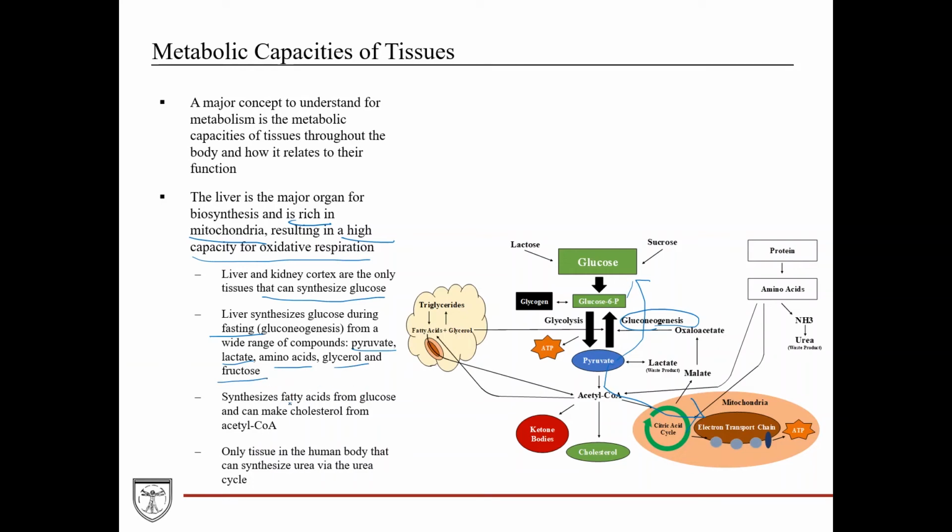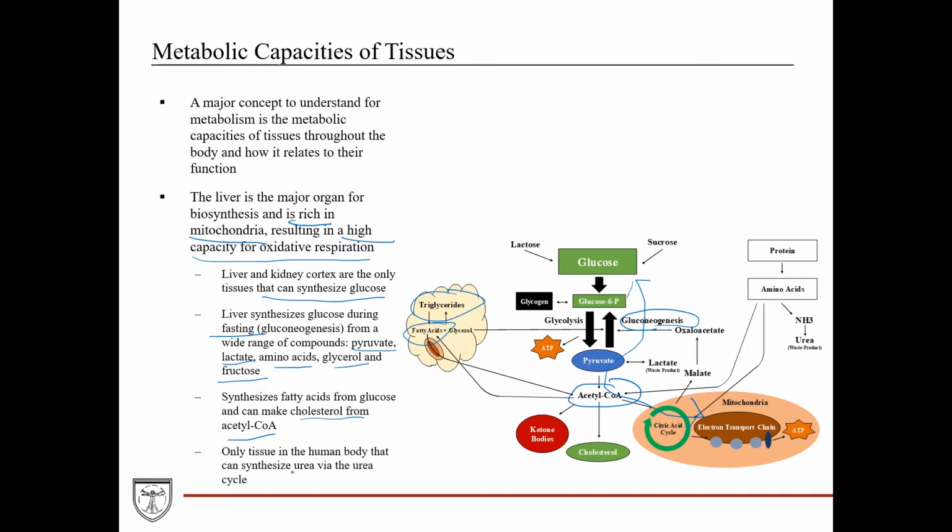The liver can also synthesize fatty acids from glucose and make cholesterol from acetyl-CoA. And you can see that here, where you have acetyl-CoA, and this is where you've maxed out the glycogen stores, you have enough energy produced through aerobic respiration. You're going to store that extra by converting it into fatty acids, which then are converted into triglycerides.